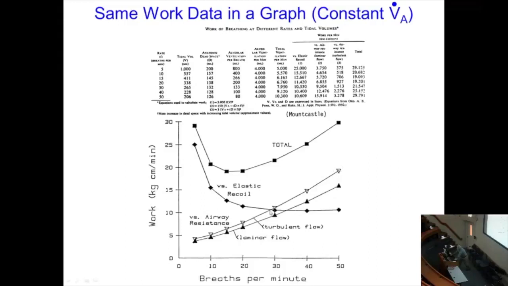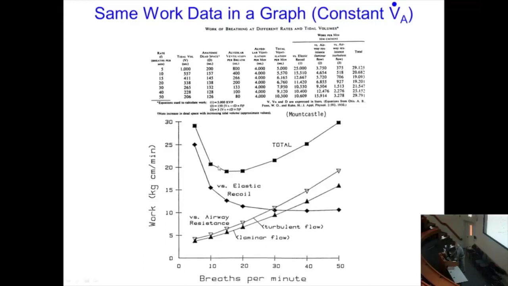And so this would be the total work against airway resistance. The total, this is against turbulent flow, this is against laminar flow. And the turbulent flow becomes more significant at high breathing rates because turbulence occurs if you move the air more rapidly, and that's what you're doing at higher breathing rates. So work against elastic recoil is highest at low breathing rates. Work against airway resistance is greatest at high breathing rates. The total work is the sum of all these, that's the black squares.